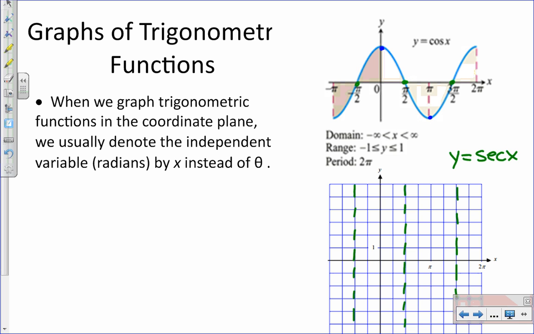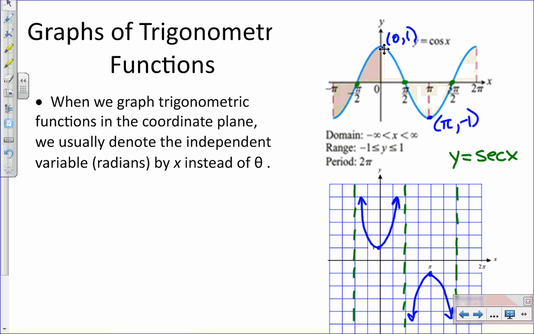Because you notice that this point here is 0, 1. So the reciprocal of 1 is 1. So at 0, on the reciprocal, I would still have a point at 0, 1. Now here we have pi, negative 1. Well, the reciprocal of negative 1 is negative 1. So at pi, it would be negative 1. Now I know the basic idea of what secant does, but with these guides, I can now make a sketch of secant with a period of 2 pi.